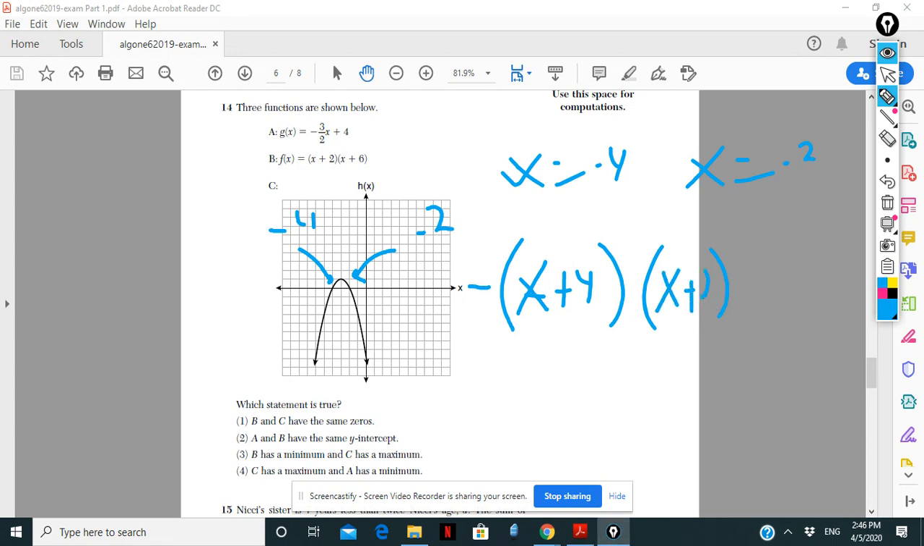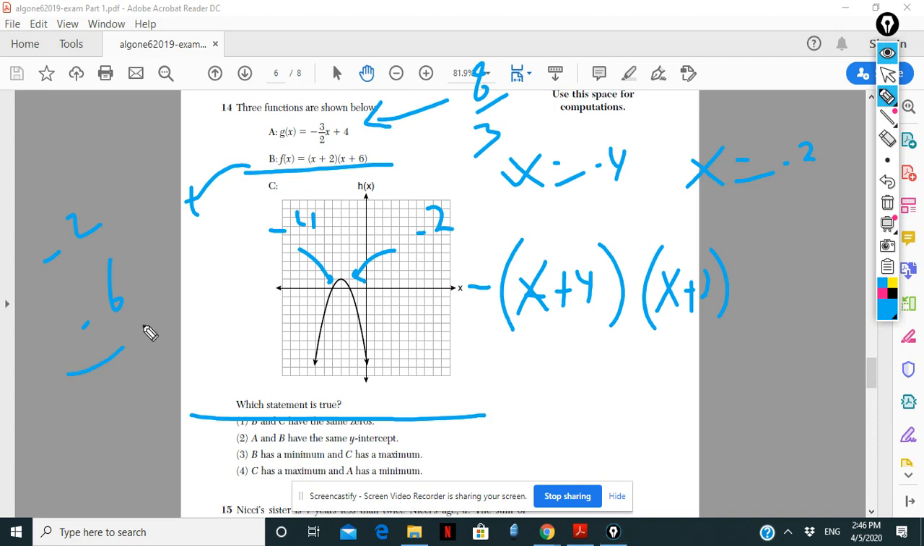Now this one has 2 zeros, which are negative 2 and negative 6. This one has 1 zero. So when y is 0, that's 0, minus 4, and multiply by negative, so it's 8 over 3. So these are the zeros. So B and C don't have the same zeros because B has negative 2 and negative 6, while the other one's 8 over 3.